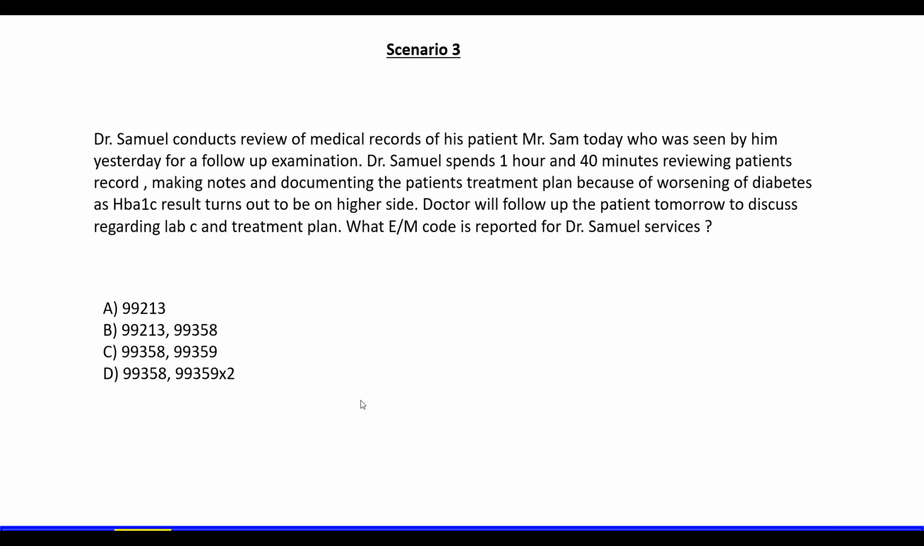Because of worsening of diabetes, the HbA1c result turned out to be on the higher side. The doctor will follow up with the patient tomorrow to discuss the lab results and treatment plan. What E&M code is reported for Dr. Samuel's service? You have 2 minutes for this challenge.